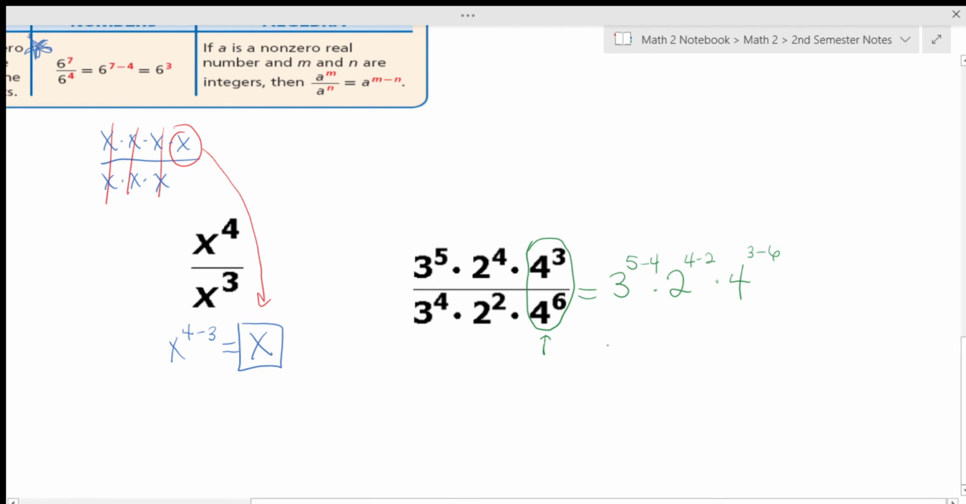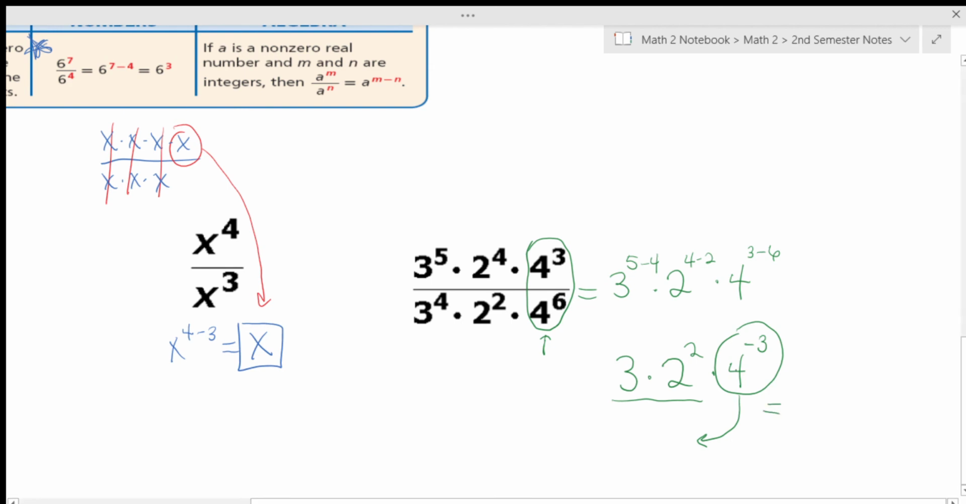So 3 to the 5 minus 4 is going to give us 3 to the 1st power, or just 3. 2 to the 4 minus 2 is going to give us 2 squared. And then 4 to the 3 minus 6 is going to give us 4 to the negative 3rd power. So what we'll review tomorrow in class, well, you'll be watching this video after we review it, is that when we have negative exponents, they have to go to the bottom of the fraction in order for the exponent to become positive. And again, hopefully that's not brand new information. Maybe that's ringing a bell.